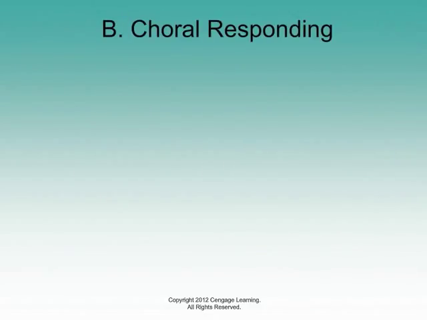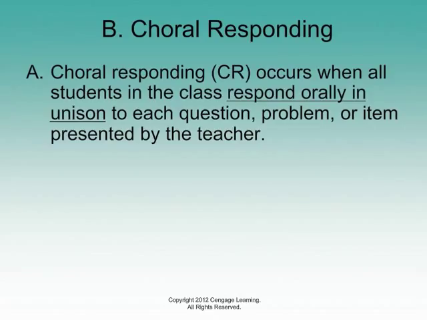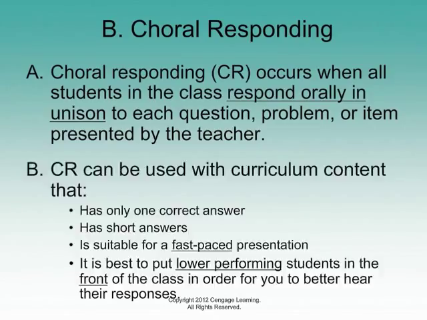Another way to increase active student responding is using choral responding. This is when your class responds orally in unison to a problem or question. Choral responding can only be used in content when there is one correct answer, has short answers, and it's fast-paced. It is best to put lower performing students in the front of the class in order for you to hear their responses better. A lot of times students may whisper their answer waiting on the students around them to see what their peers are going to say before they answer.